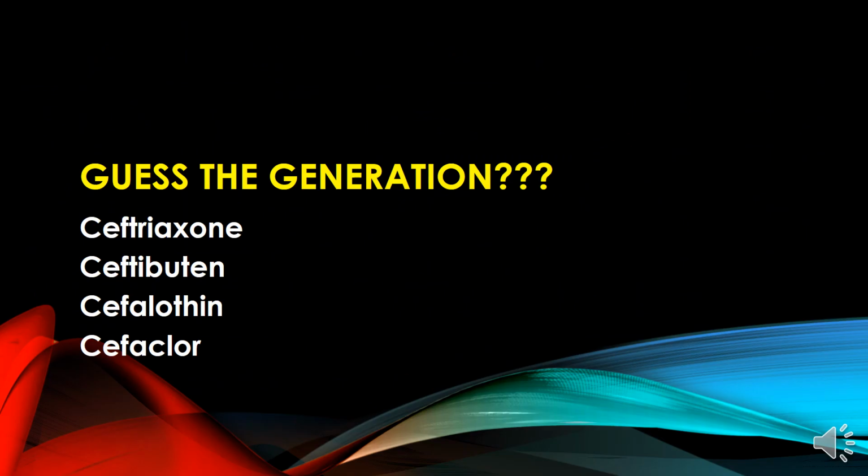Okay, students, let's have a guessing game. We have already done all the generations, so let us see which generation ceftriaxone belongs to. As you can see, the name ends in 'one', and it is third generation most probably. Then ceftibuten, the name contains 'ten' at the end, so it is once again third generation, because we discussed that in third generation the names end in 'one', 'ten', or 'me'.